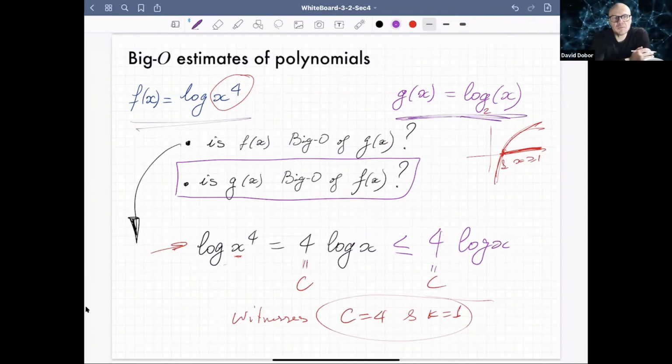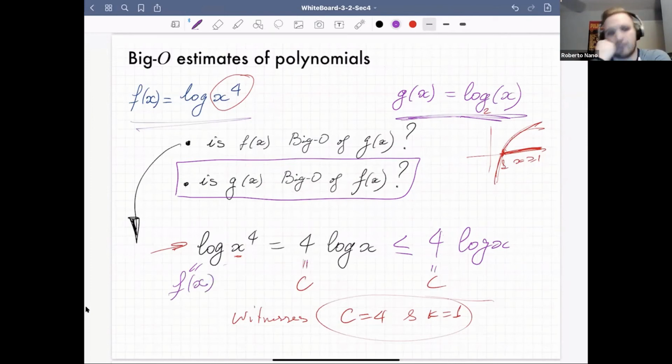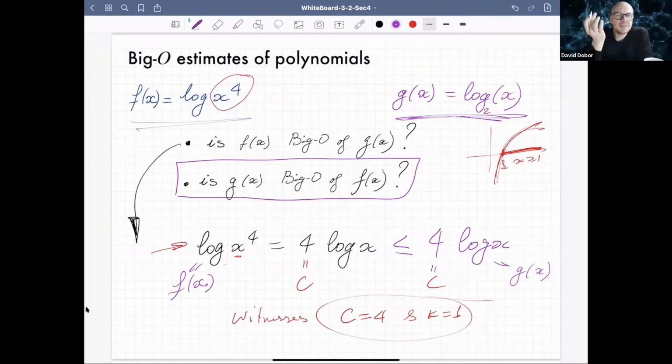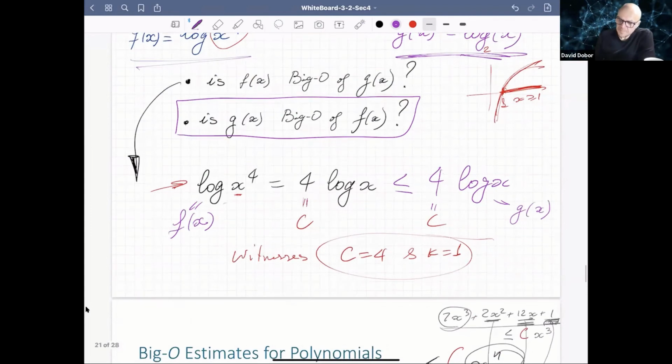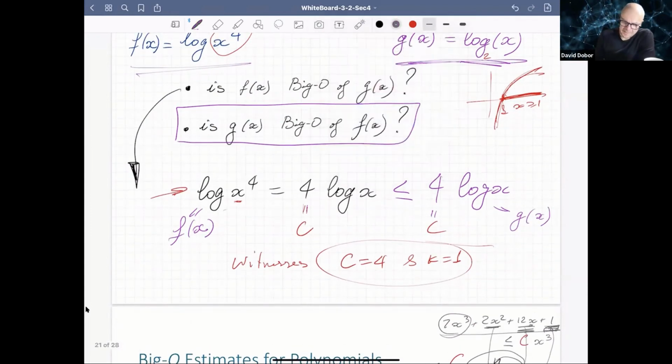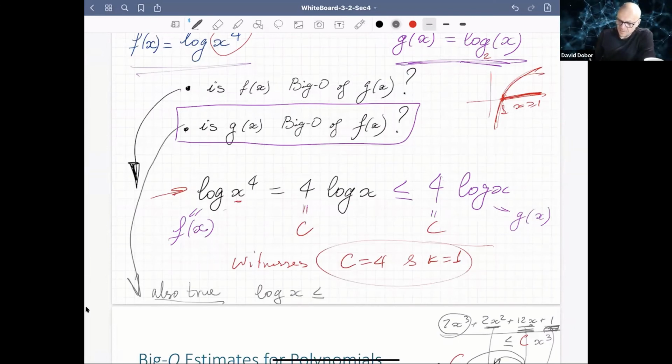So I'm flipping it. Actually, the way we wrote it, we answered first that g of x is big O of f of x. Because we can say that log of x is less than or equal to 4 times log of x. Yes. So we kind of have answered already. Yes, that is true in that sense. Yes, this is also true, because log of x is also less than or equal.